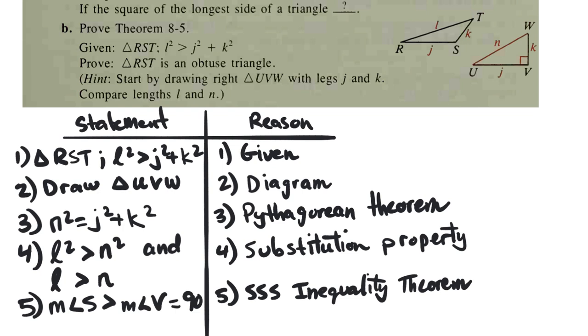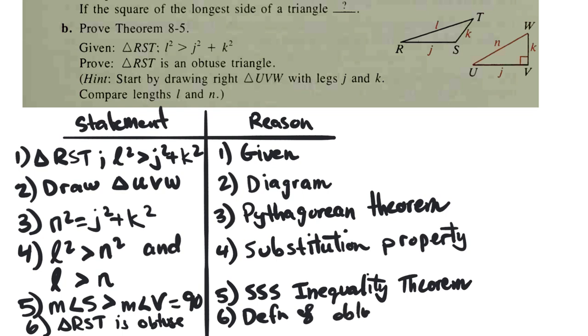And so then that allows us to say, I'll squeeze in number 6, triangle RST is an obtuse triangle. Obtuse, and hopefully you can just allow me to not write the word triangle. And the reason is really just the definition of an obtuse triangle. And there you go.